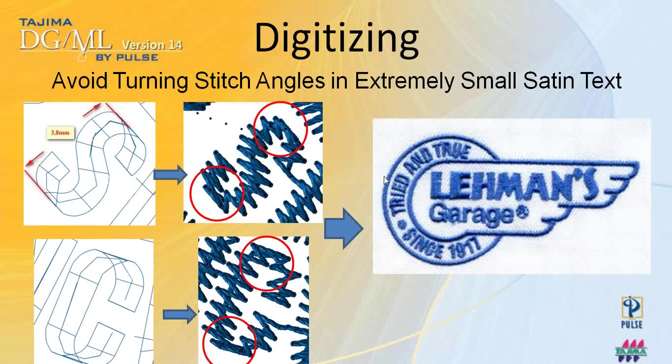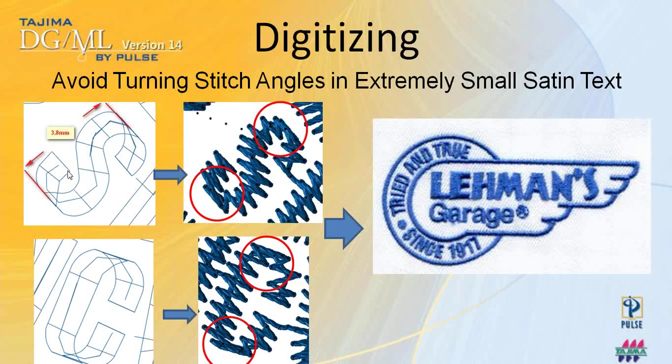Avoid turning stitch angles in extremely small satin text. This image shows you what we mean by that. You see this letter S. Usually what you would do is digitize it in a way that the stitches will turn into the next column like that. So if you are dealing with very small letter sizes like this example, 3.8 millimeter letter height, just imagine 3.8 millimeters. How small is that?